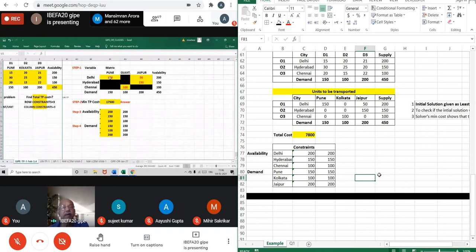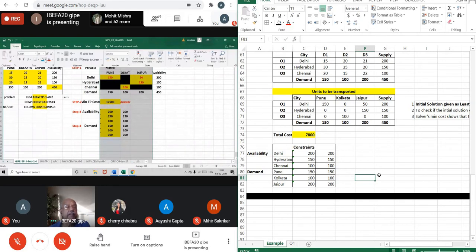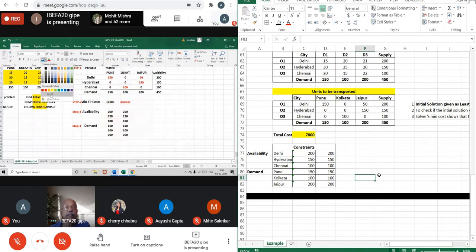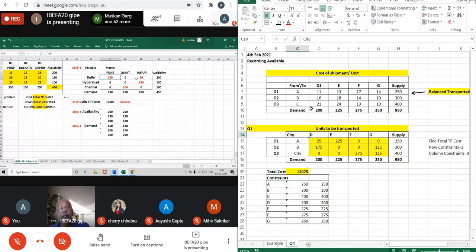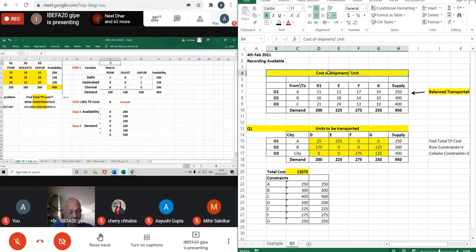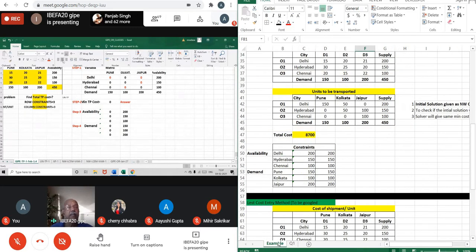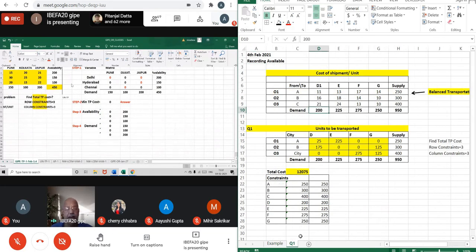Let us see the last one now. Because the next example you are doing first, then I will be doing later. This is called VAM. The method is called Vogel's approximation method. Vogel's approximation method is a mathematically derived, more reliable method.